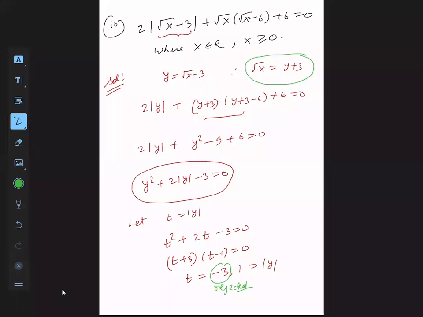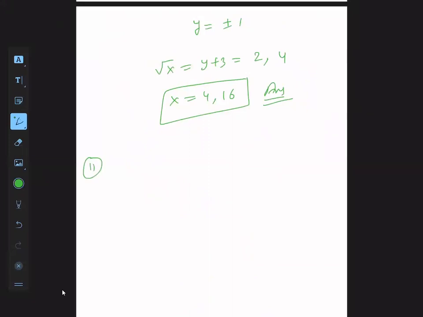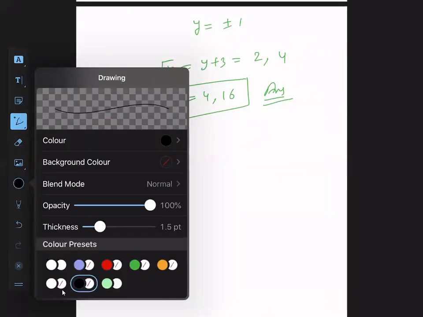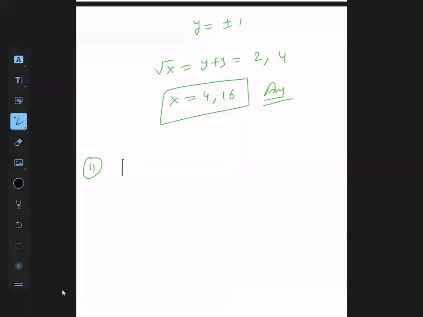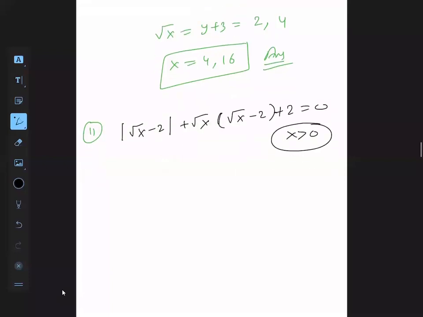Now I am giving you a JEE Mains 2019 problem. Exactly similar problem. Now solve this.